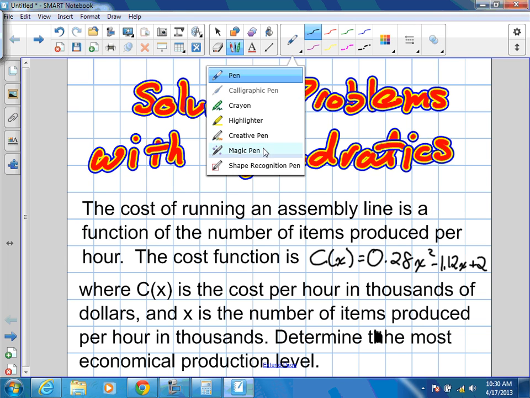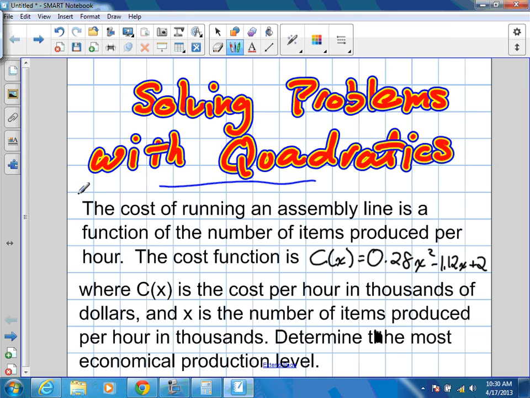We're going to solve problems involving quadratics. So we have a very long problem here. We need to try to make sense of it. Since the cost of running an assembly line is a function of the number of items produced per hour. In other words, your cost changes depending on how much of an item you produce. It makes sense, right? Materials, time.